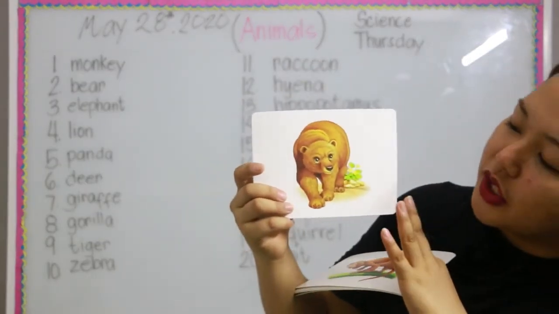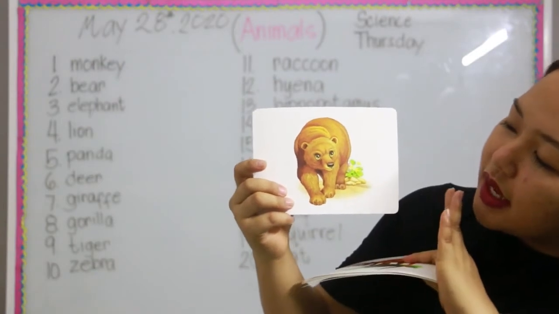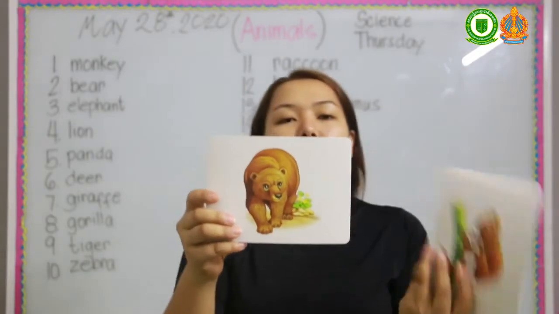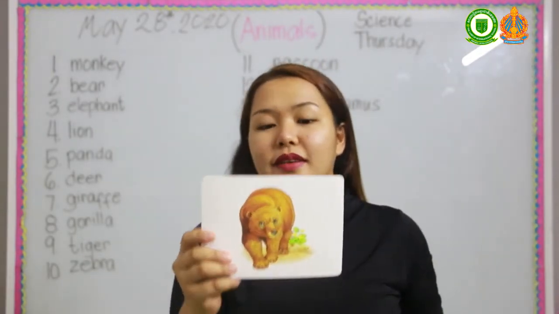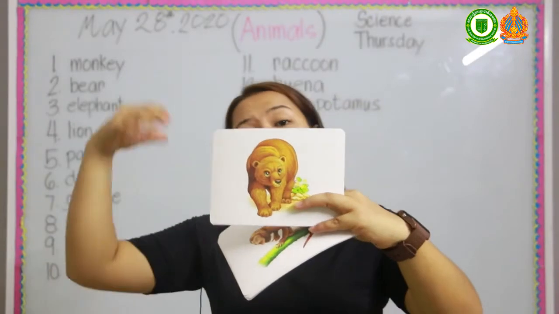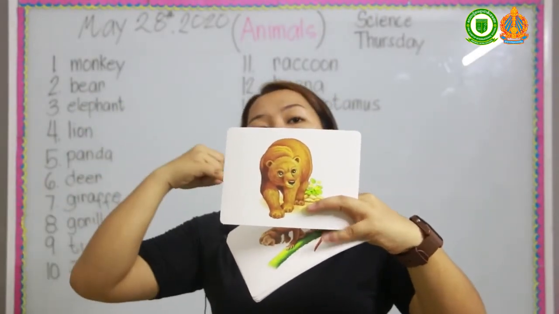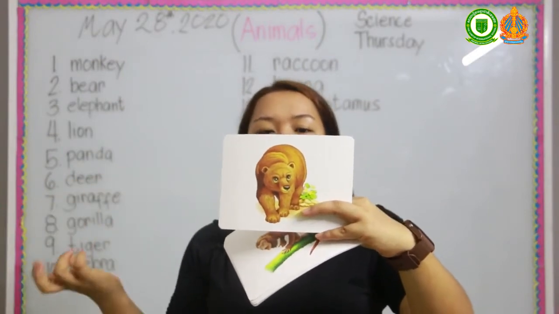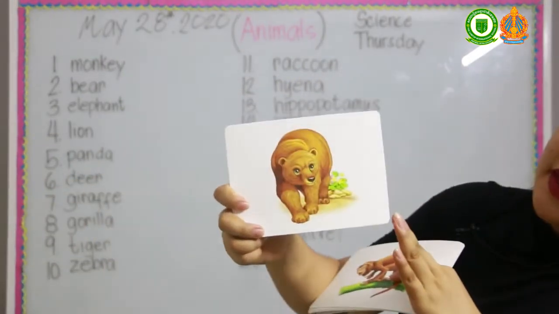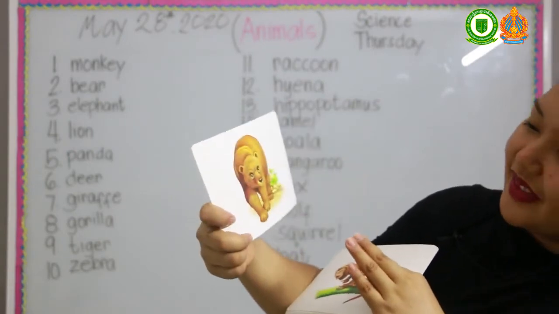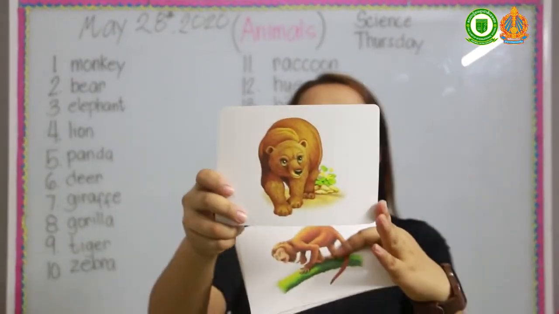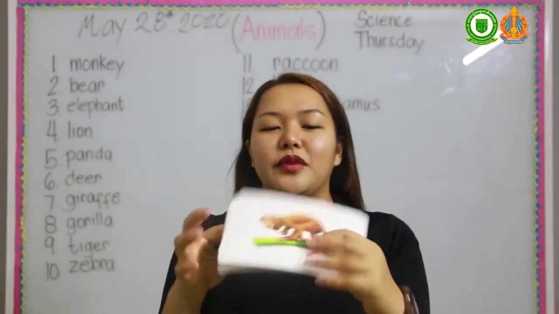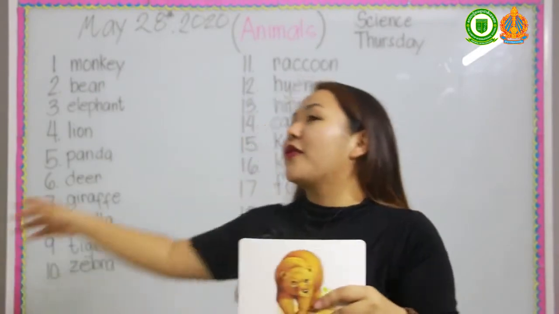Let's describe the picture. So a bear, it's big, it's brown, though there are different kinds of bears. Okay, kids, there are different kinds of bears. We also have white bears. They are what we call polar bears. They live in cold places. But this bear is brown and big. Okay, so this is a bear. Alright, moving on. Let's have number 3.